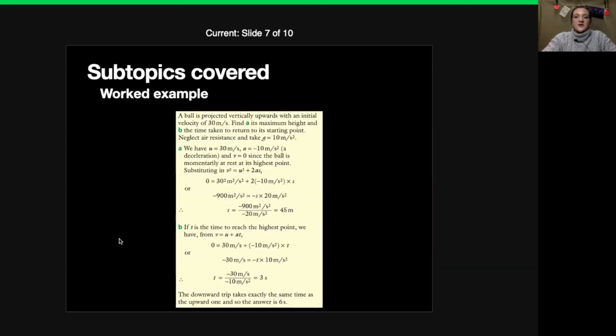This is also a working example which should help you to understand a bit more about the content that we have covered previously. You can pause and go through it at your own time.